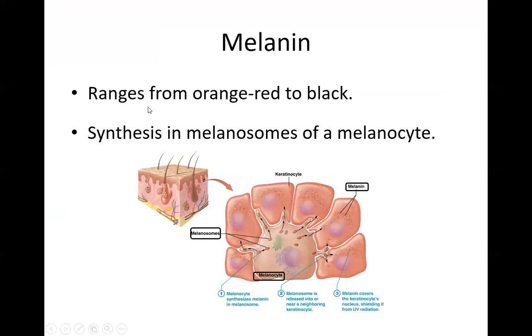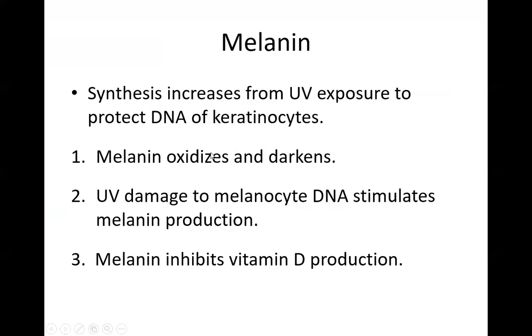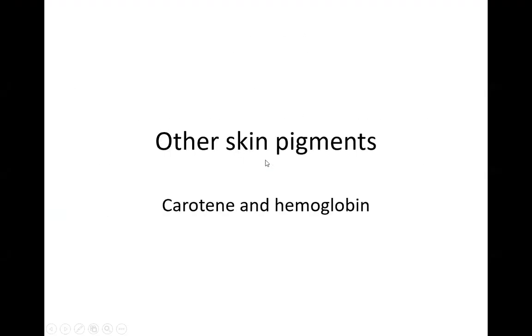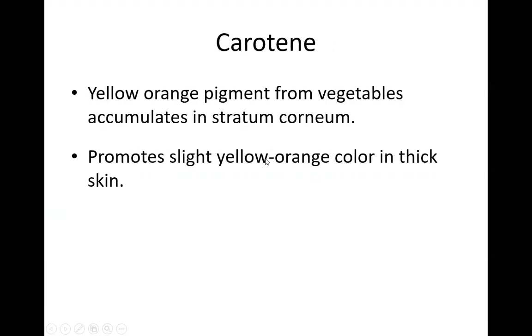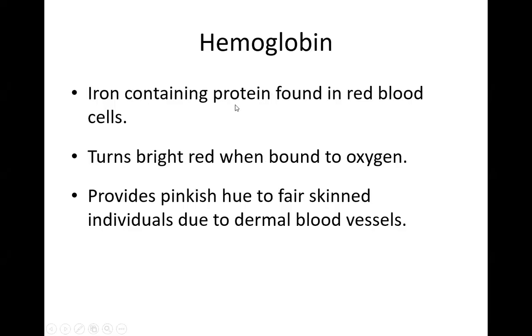Okay. So we talked about melanin. Melanin ranges from orange red to black, and the synthesis occurs in the melanosomes of a melanocyte. The synthesis increases from ultraviolet exposure to protect the DNA of keratinocytes. The melanin oxidizes and darkens, and the ultraviolet can cause damage. We've talked about that. Keratin is very important because it interacts with the sun and gives us vitamin D.